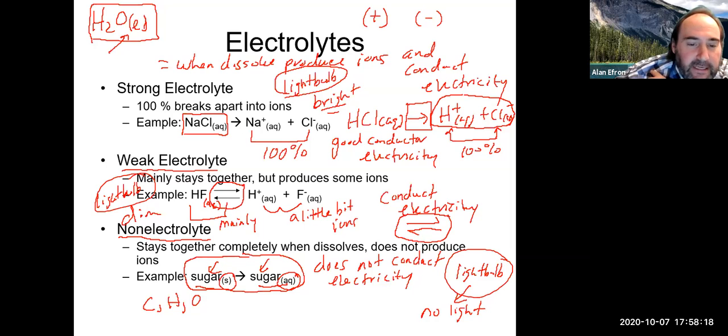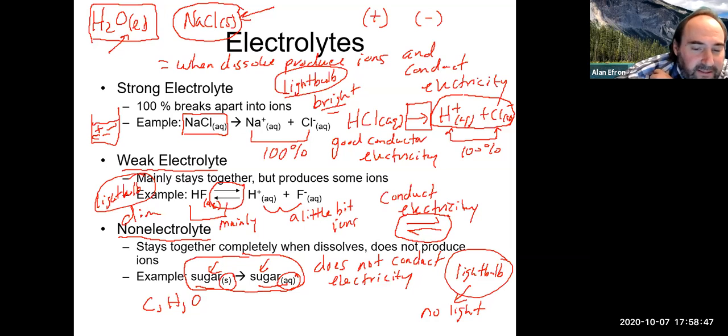don't electrocute yourself. A reminder as well that if I take sodium chloride in the solid form and stick my light bulb with my electrodes in there, the light bulb will not go on. That's because in the solid form, the ions are together, they are not floating around. What you need for an electrolyte to conduct electricity is those positive and negative ions floating around in the solution. So it's not until we put some water in there to help produce those ions free of each other that we get something that will conduct electricity.